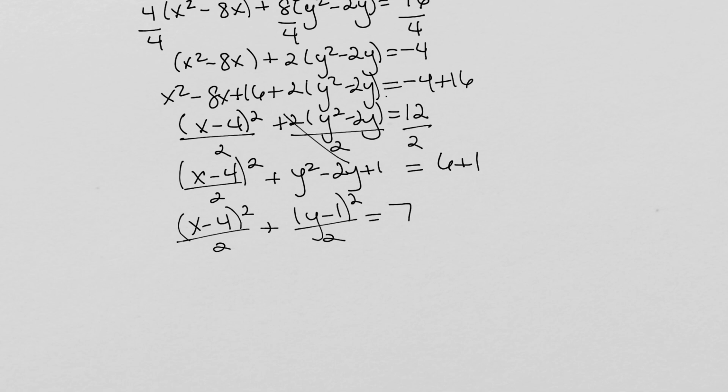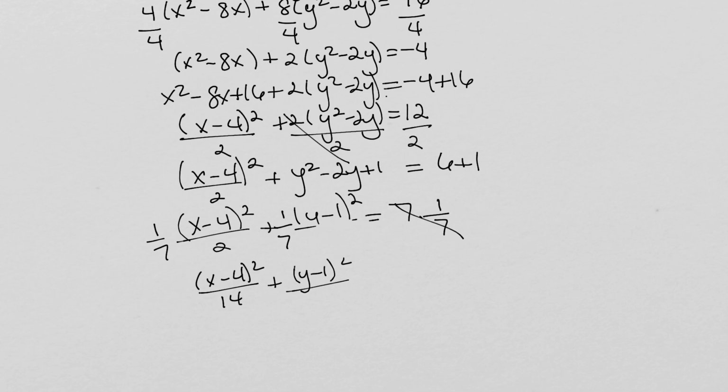This is still not in the perfect form for an ellipse. We need to have that equal 1, so we're going to multiply everything by 1/7 to balance that equation and get it equal to 1. That leaves us with x minus 4 squared over 14 plus y minus 1 squared over 7 equals 1. All right, that's the equation for our ellipse.